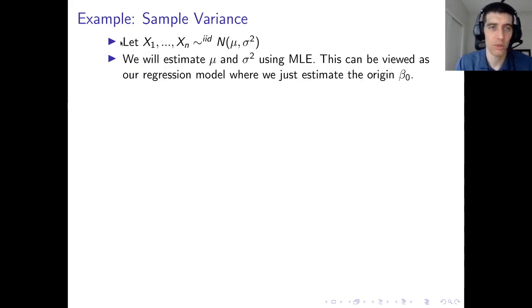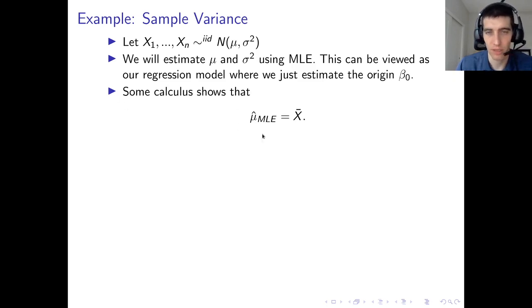Okay, so here's an example. This is an example which we've seen in your intro stats course, but we'll review it given the knowledge we have now. So I have an IID sample from a normal distribution, mean mu, variance sigma squared, and I'm going to estimate mu and sigma squared using maximum likelihood estimation. Okay, this is actually a special case of our regression model, where we're just estimating a constant. We're estimating beta naught.